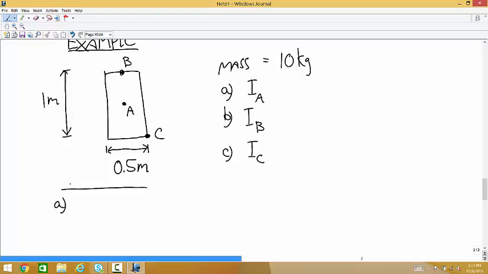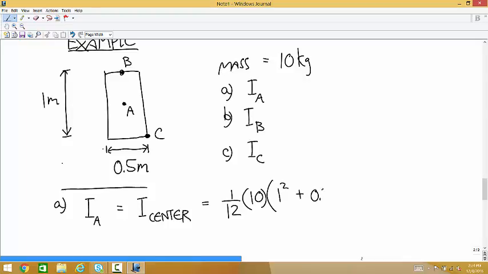For part A, if the axis is at A, that's at the center of the rectangle. So that's 1/12 times the mass times the length squared plus the width squared. And you get a value of 1.04 kilogram meters squared.